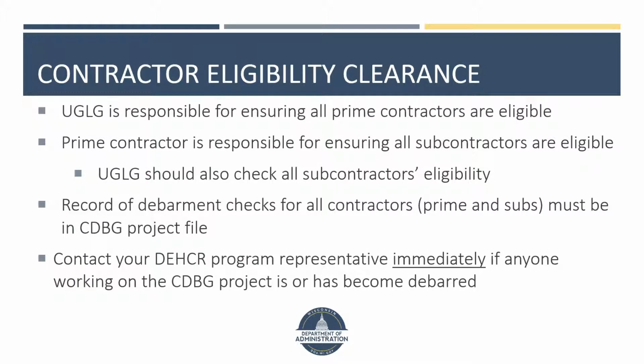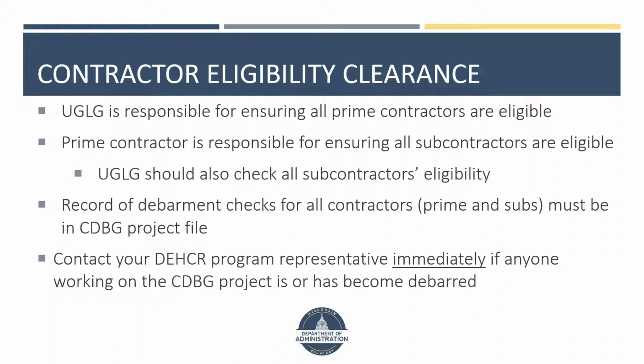As we learned in the What Are Labor Standards and Why Is It Important training module, contractors and individuals can be suspended or debarred from participating in federally funded projects. Once the lowest responsible bidder has been identified, the UGLUG must ensure the contractor is eligible to participate in federally funded projects. The UGLUG must do this for every prime contract. Although the prime contractor is responsible for ensuring all subcontractors are eligible to work on federally funded projects, we strongly recommend the UGLUG do a check on all subcontractors as well.